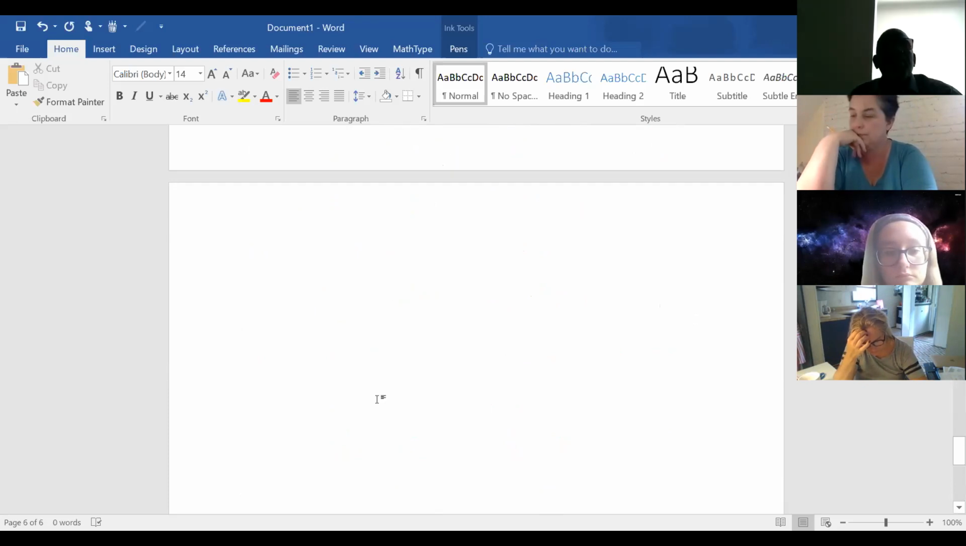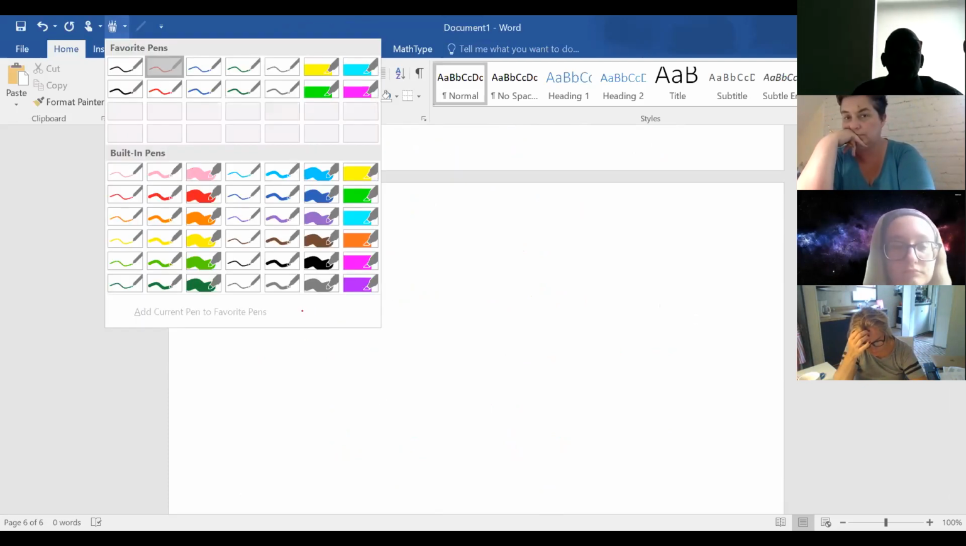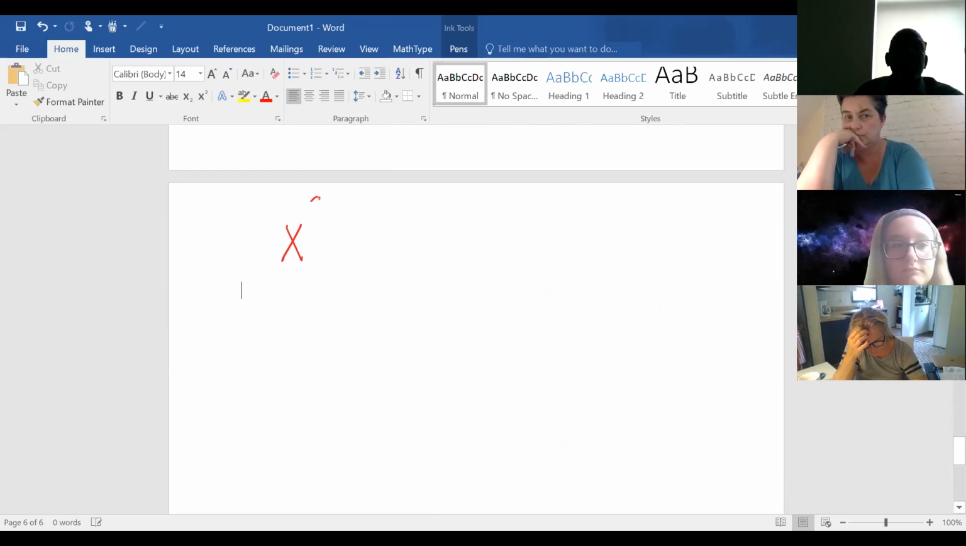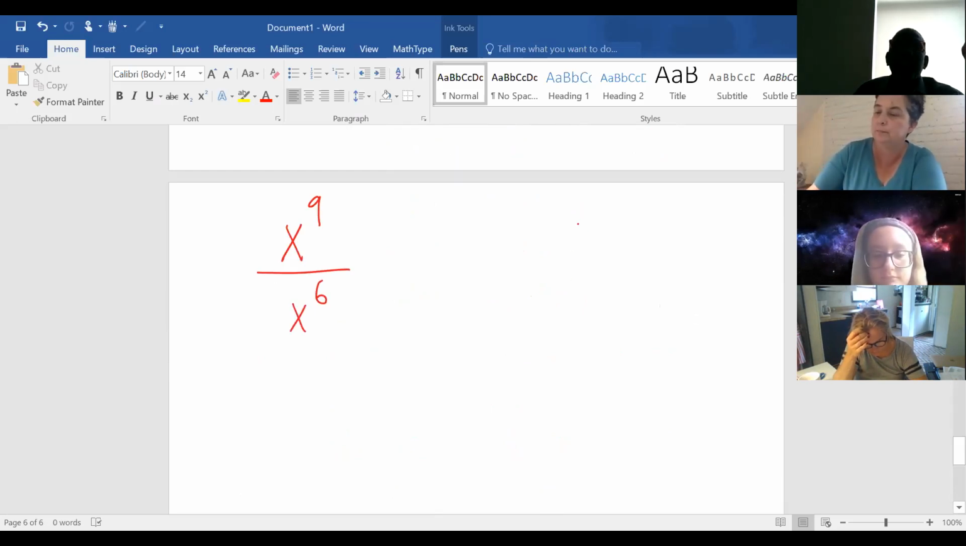Which is, for instance, right here. Look, everybody, when you do x to the 9 divided by x to the 6, and here you put x to the 7th divided by x to the 10, how are you going to simplify these two?